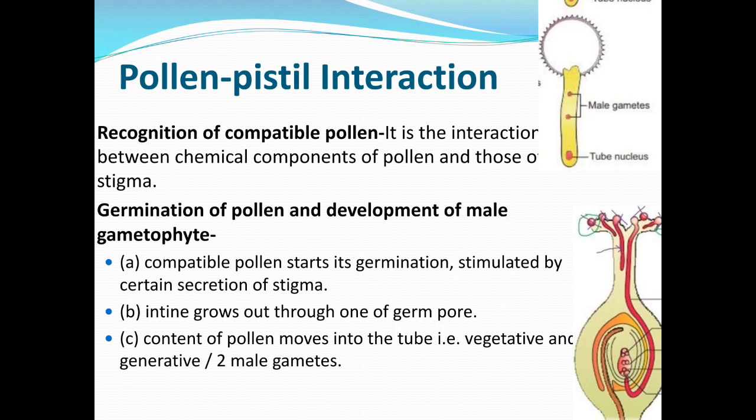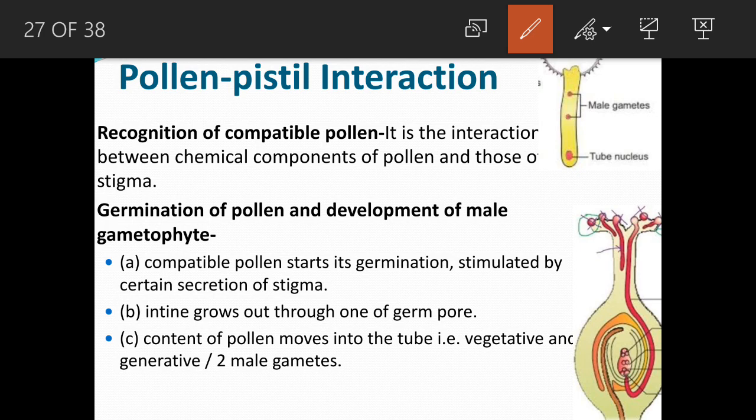Now the next most important part of this lesson is pollen pistil interaction. When the pollen grain reaches the stigma, that interaction is known as pollen pistil interaction. There is recognition of compatible pollens. It is interaction between the chemical components of the pollen and that of the stigma.